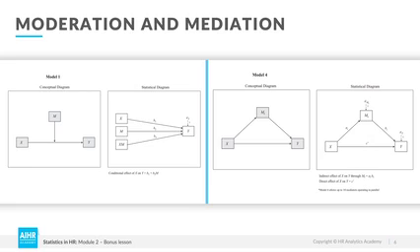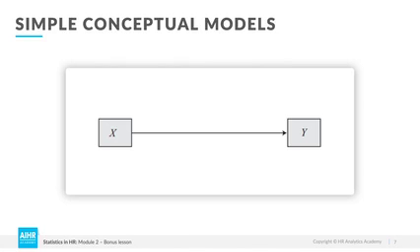Now, I know that mediation and moderation are the more complicated models. If you just want to see whether x impacts y, so x is your independent, y is your dependent variable, that's already a good enough conceptual model. Start there and then later on add complexity.